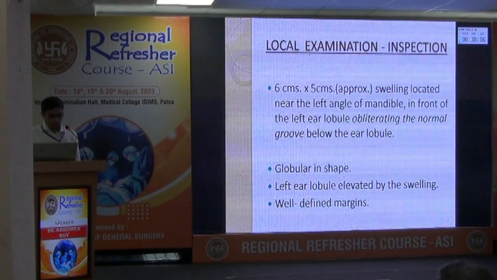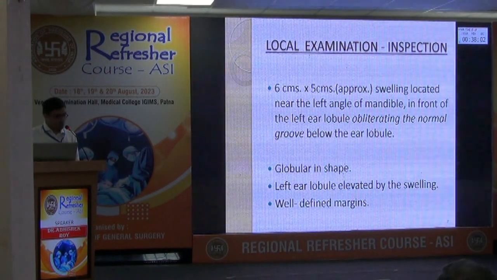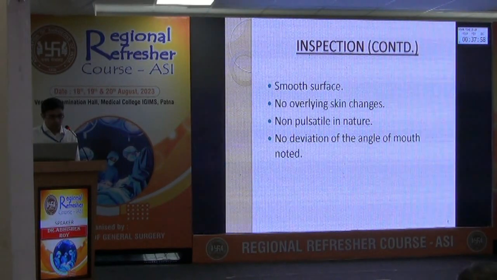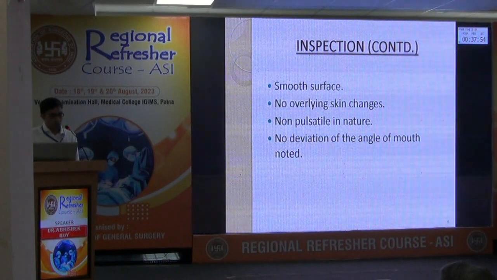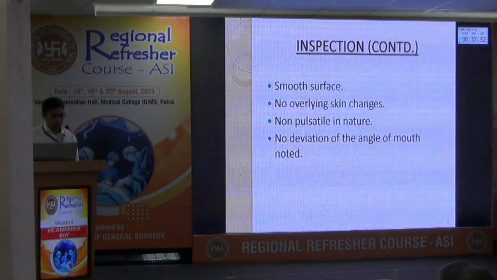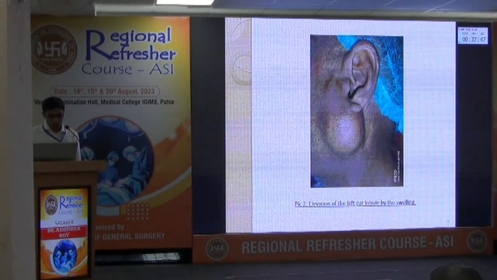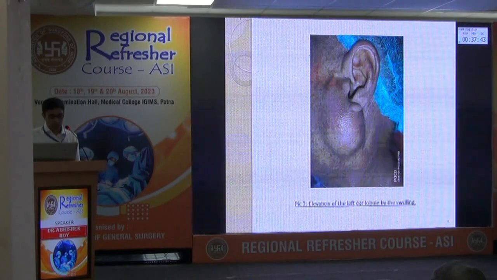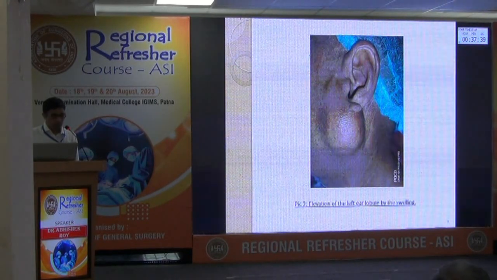The swelling had a globular shape. The left ear lobule was slightly elevated by the swelling. The swelling had well-defined margins on inspection, and the surface appeared to be smooth. There were no overlying skin changes. There were no pulsations, and no deviation of the angle of the mouth was noticed. So this is the swelling. As we can all see, it's located mainly in front and slightly elevating the ear lobule.